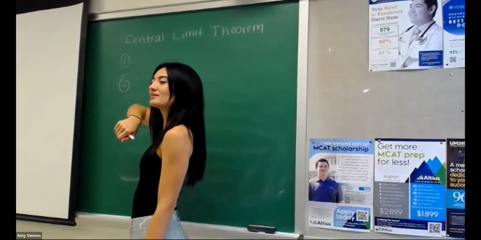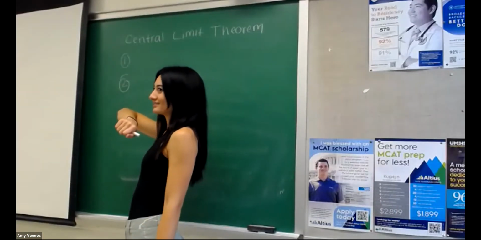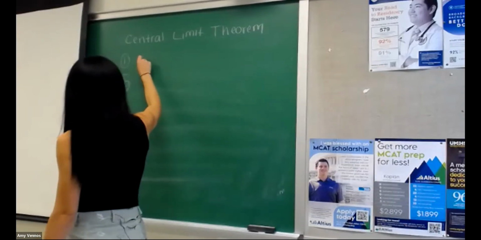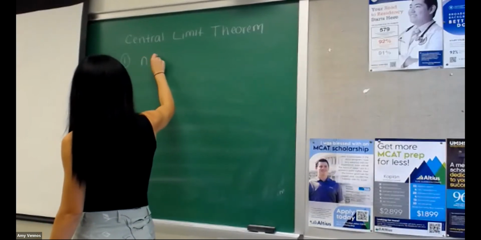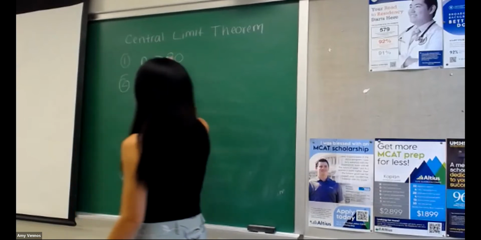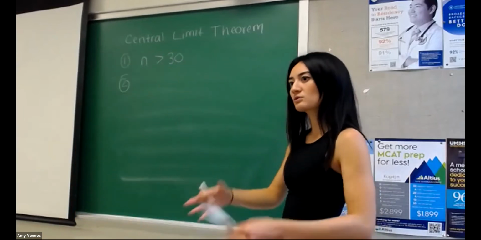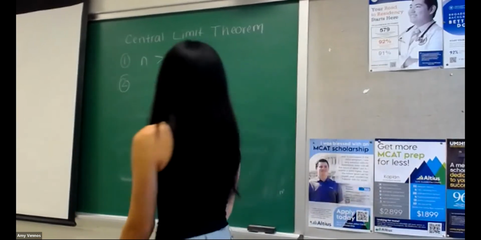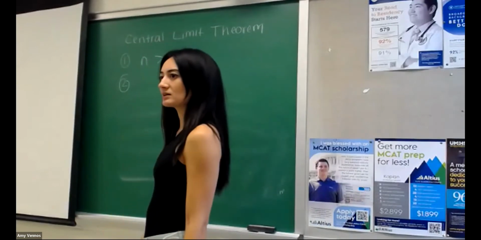It needs to be higher than 30, the sample number needs to be higher than 30. Good. The sample size, or n, has to be bigger than 30. Okay, so we need a large sample. So 30 or more things in our sample. Okay. What was the second thing?